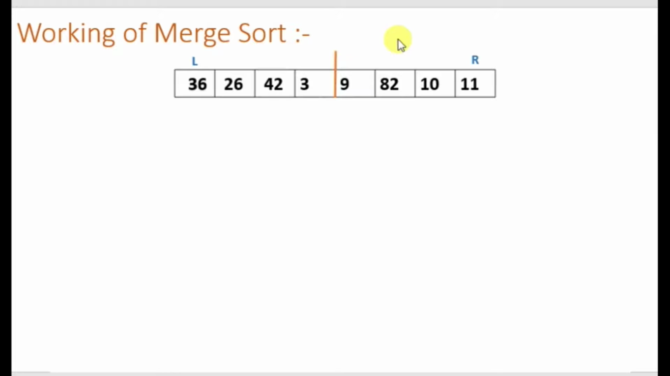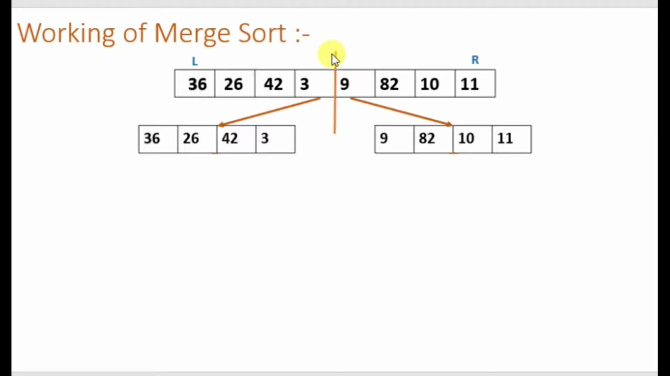Now mid will split this array from the middle, so we will get a sub array of 4 elements in the left part and another sub array of 4 elements in the right part. After the first split, we have these 4 elements 36, 26, 42, 3 in the left part and 9, 82, 10 and 11 in the right part. This array will also get split into two elements, and we will get 36, 26 in the left part and 42 and 3 in the right part.